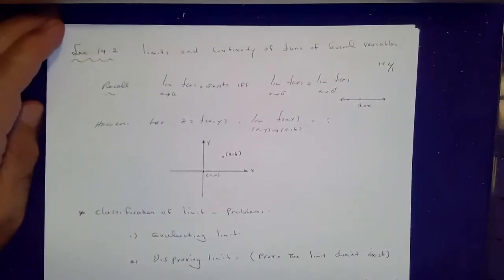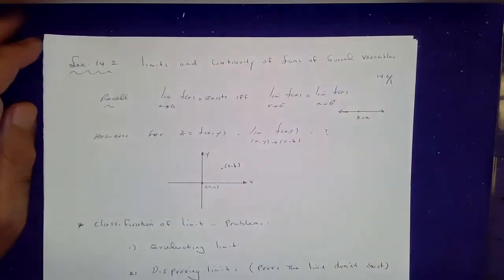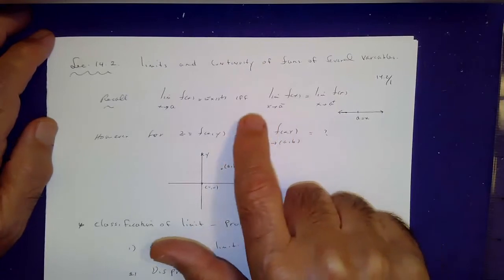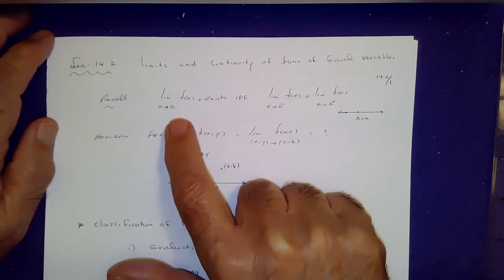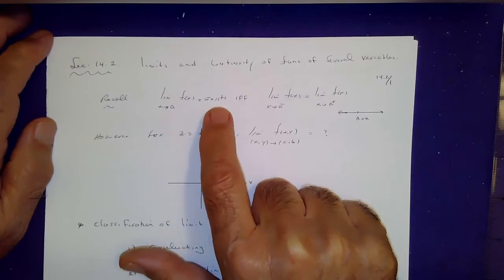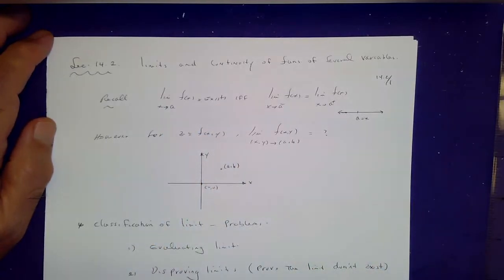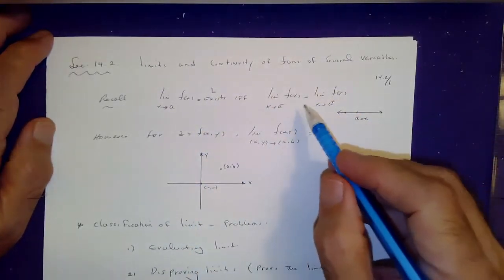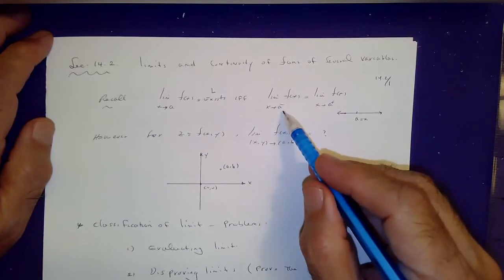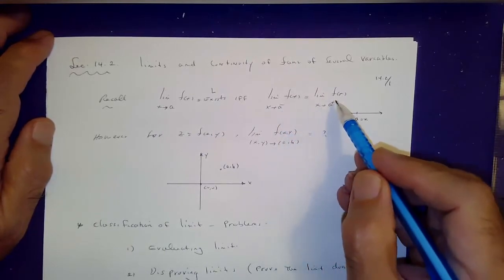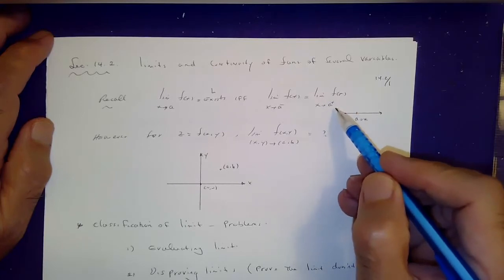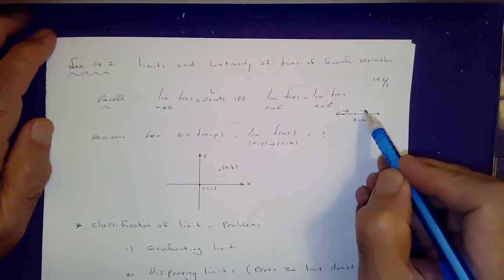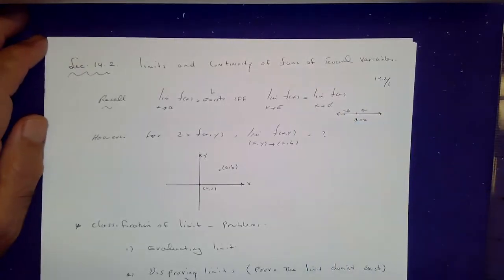Section 14.2, limits and continuity of functions of several variables. If you remember from single variable calculus, we would say the limit of f of x as x approaches a exists and is equal to, let's say, L, if and only if the limit of the function as x approaches from the left side is identical to the limit as x approaches from the right side. In other words, on a number line, you approach a either this way or this way. There is no third way.